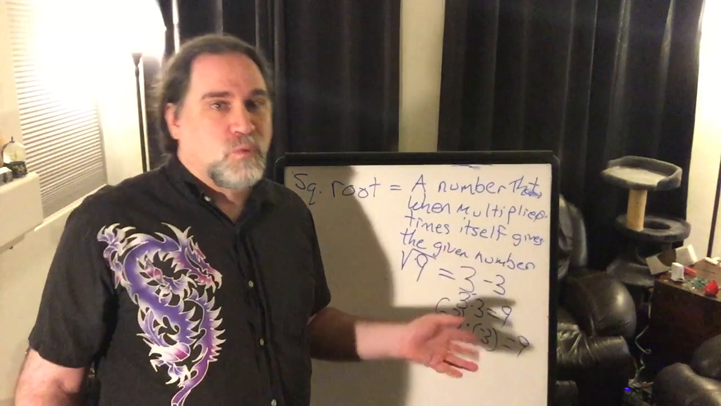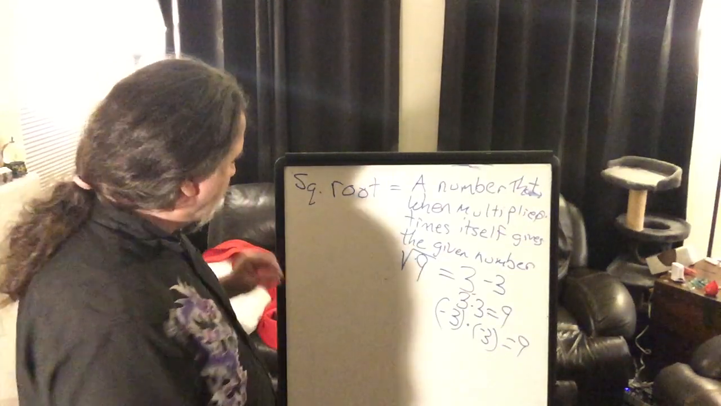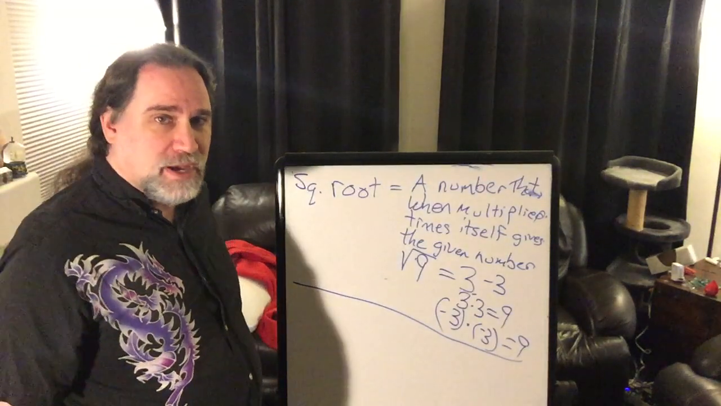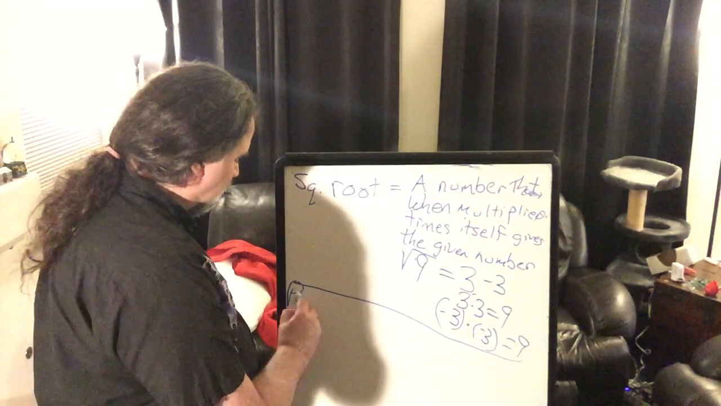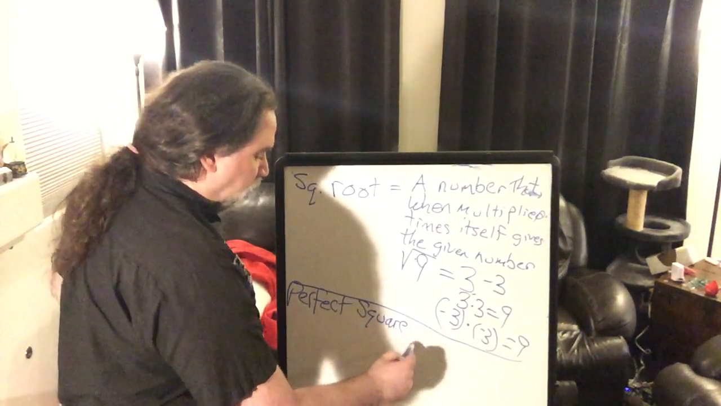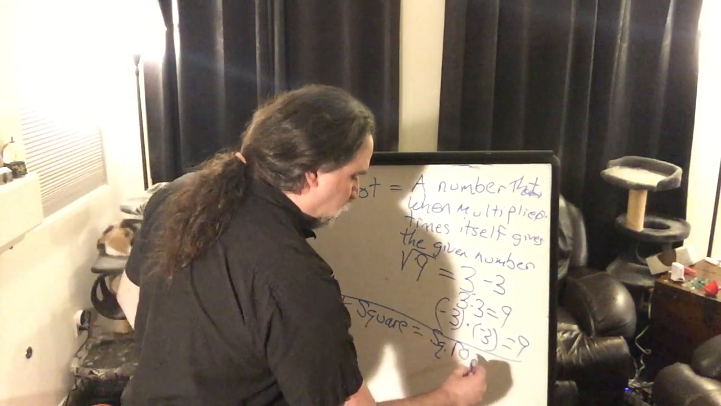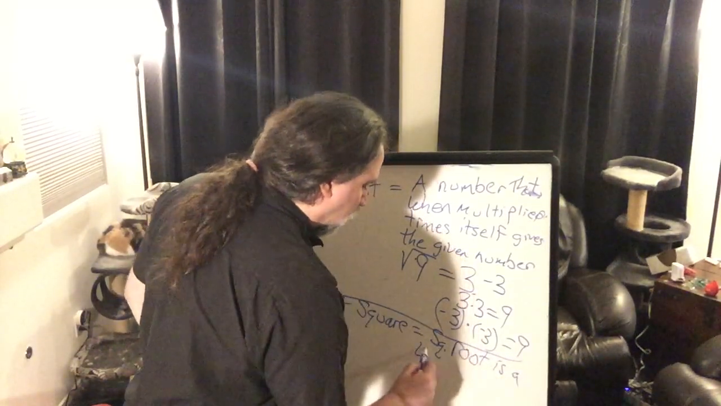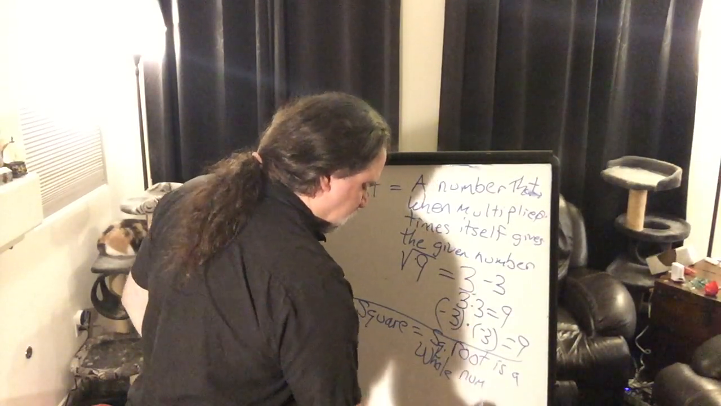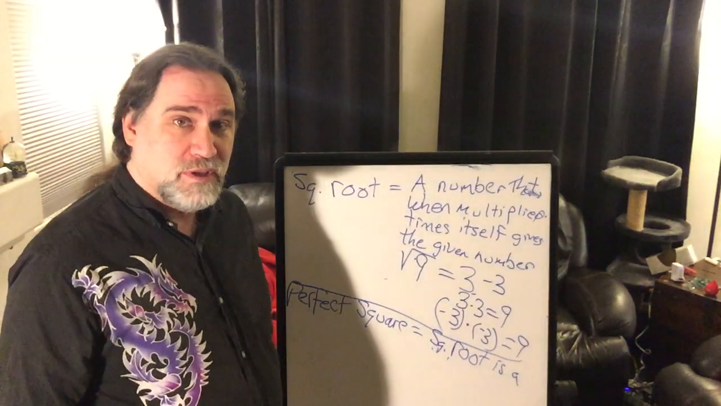Now, we're going to talk about square roots that are not nice and neat like 9, and we have a name for what that is. 9 is called a perfect square. And a perfect square is when the square root is a whole number. That's not even necessarily a whole number, because it could be a fraction, it could even be a decimal.